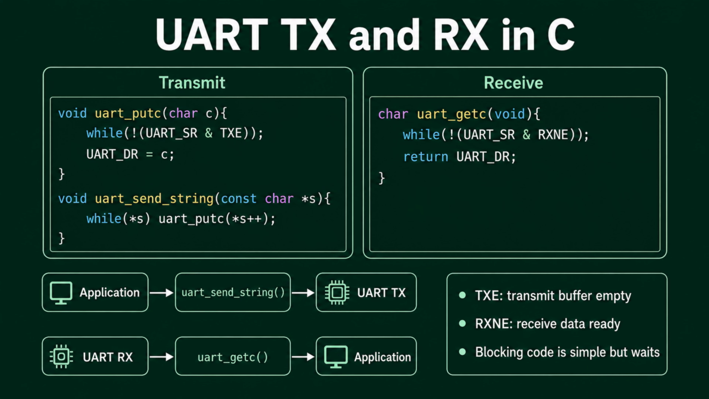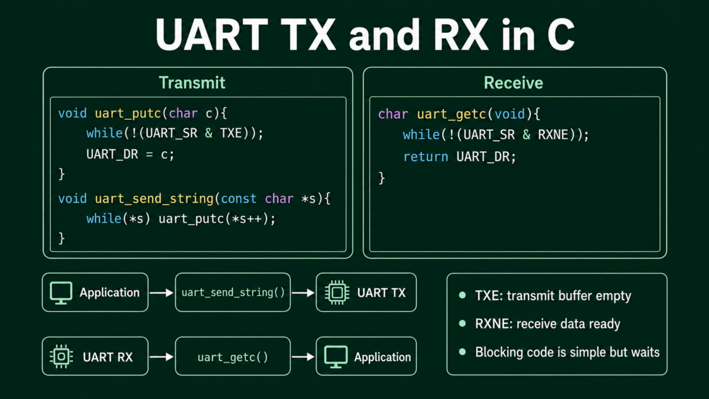The program then writes 1 byte into the UART data register. A string transmission function repeatedly calls this character function until it reaches the null terminator. Receiving data works similarly. The program waits until the received data ready flag becomes active, then reads the received byte from the UART data register. This method is called blocking communication. It is easy to understand and useful for simple applications, initialization messages, or debugging.